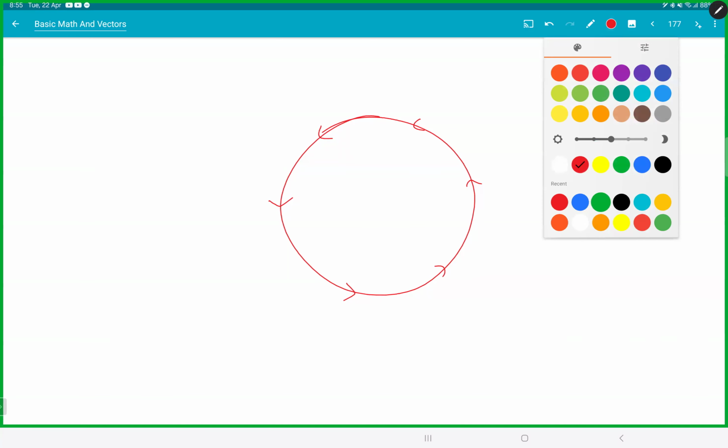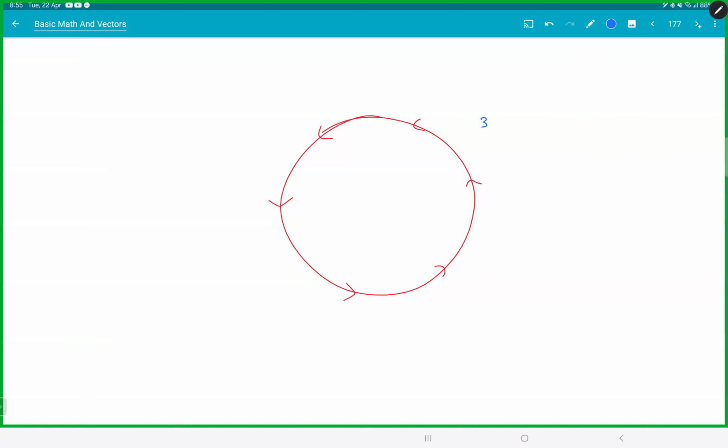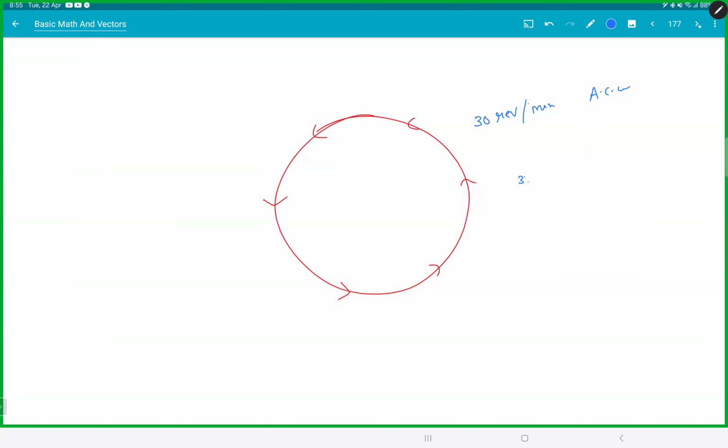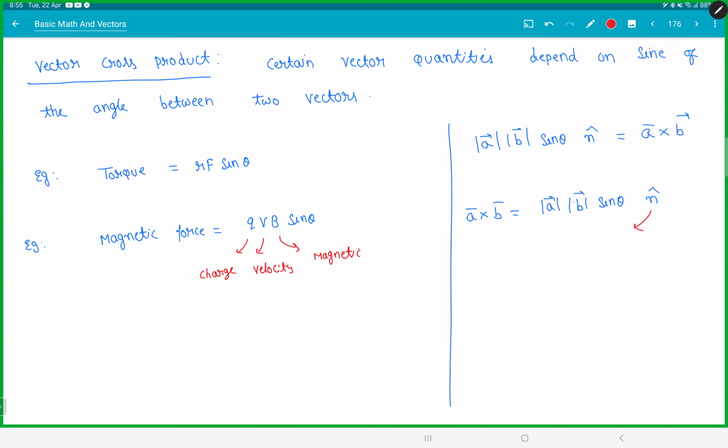For example, if something is going like this, 30 revolutions per minute, anti-clockwise, now if you put your hand on this and try to rotate this, the thumb is pointing out. We say this is 30 revolutions per minute, direction is k cap, out of the plane. I hope you remember the pseudo vector thing, right? So this n cap actually gives you that thing. It's a pseudo vector.